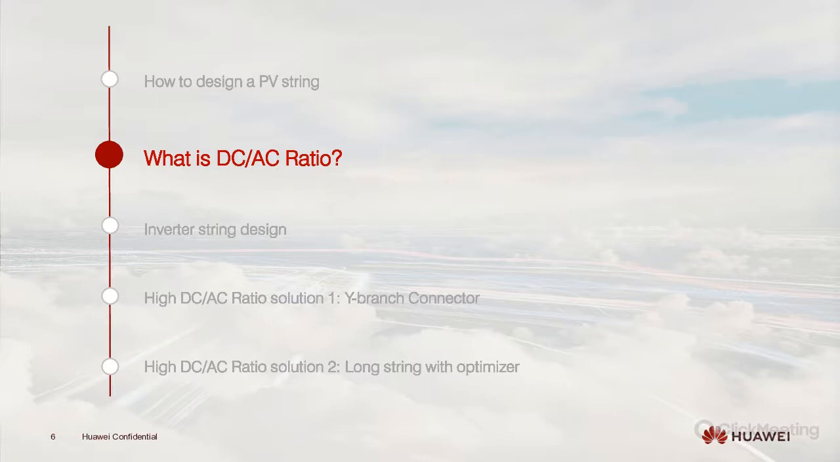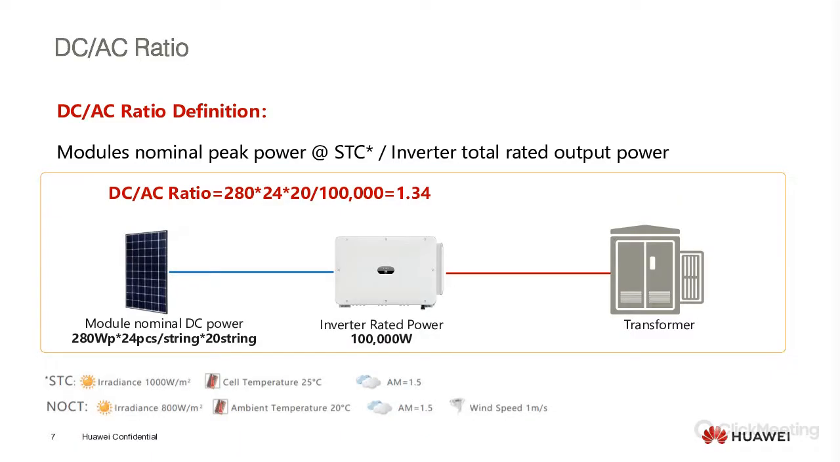The next topic we will be looking into in a great bit of detail is what is a DC to AC ratio. It's a very common question I get asked on, let's say, a weekly basis. What is the comfortable DC to AC ratio that I can be using for my project? And specifically, this is a question that I normally rebound back to my customers. What is the DC to AC ratio that you're looking to achieve? So let's go into it in a bit more detail.